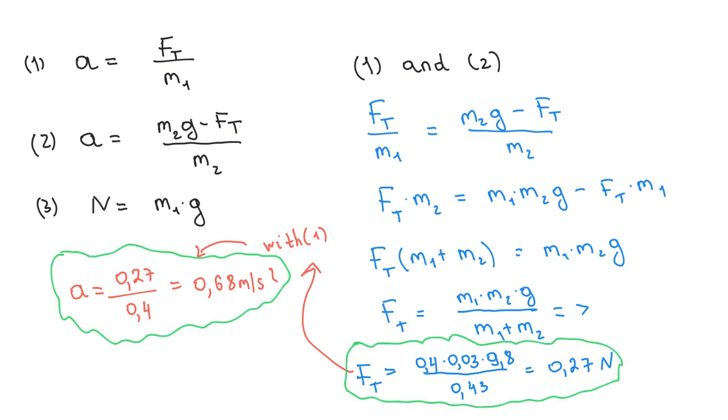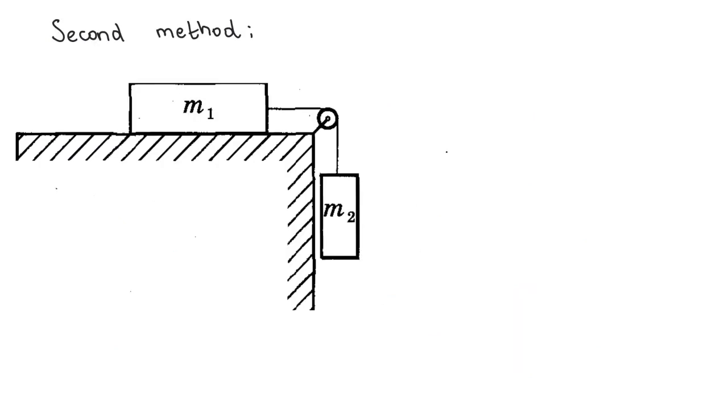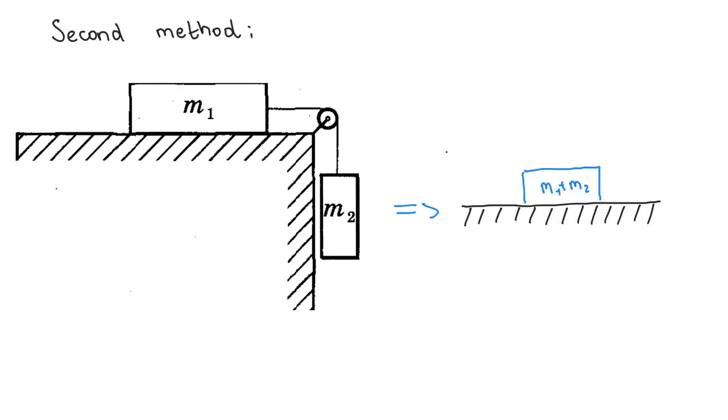Now, let's go to the second method. In this case, we solve the two-body problem as a one-body problem. I.e., we take two bodies with masses m1 and m2 and consider them as one body of mass m1 plus m2. We ignore interactions happening between m1 and m2.